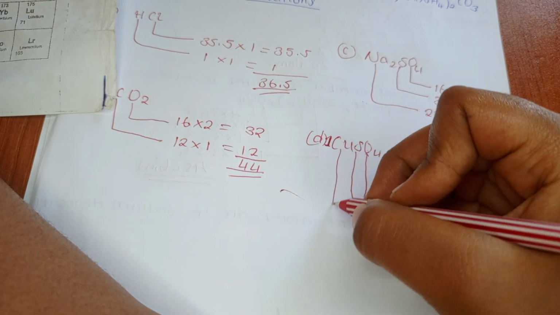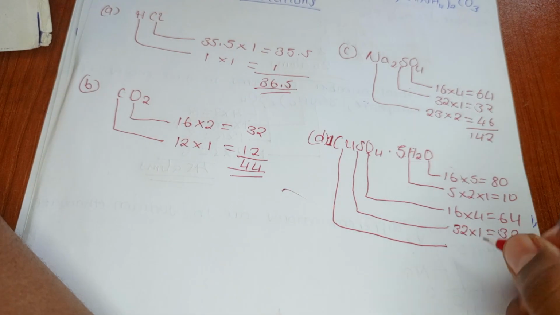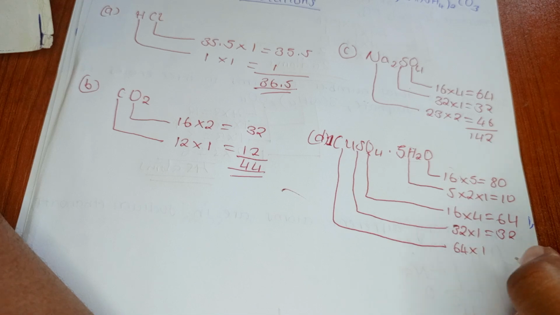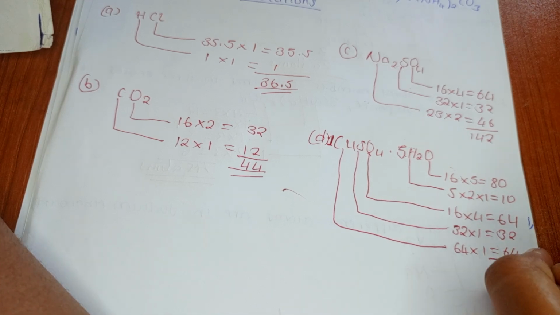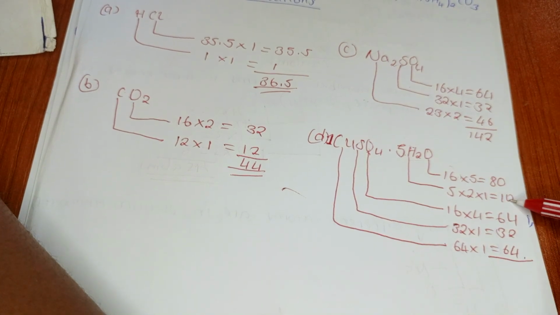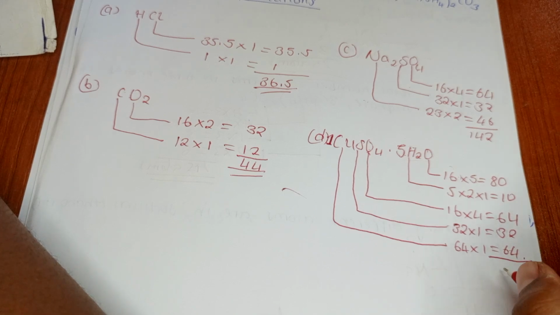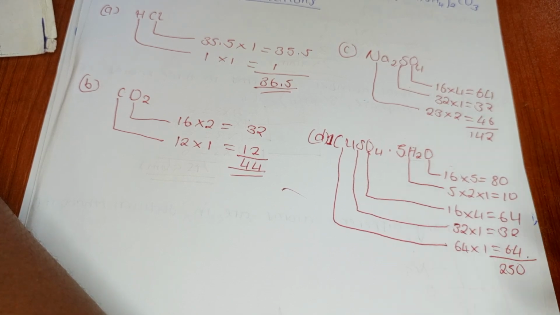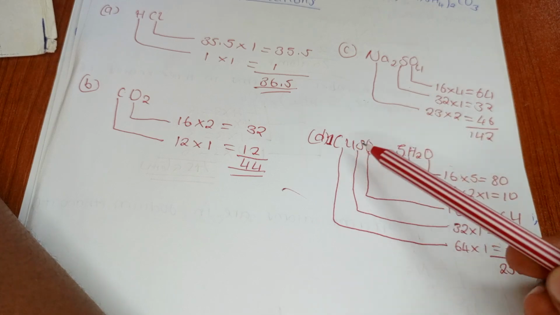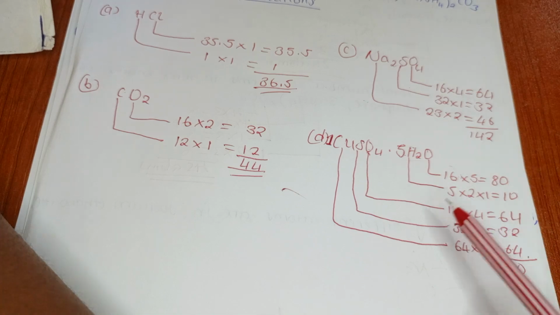And then here copper, which has a mass number of 64, and multiplied by 1, it's going to be 64 by 1 is equal to 64. So 80 plus 10 plus 64 plus 32 plus 64 again will give us 250, and that's the relative molecular mass for hydrated copper 2 sulfate. Yeah.